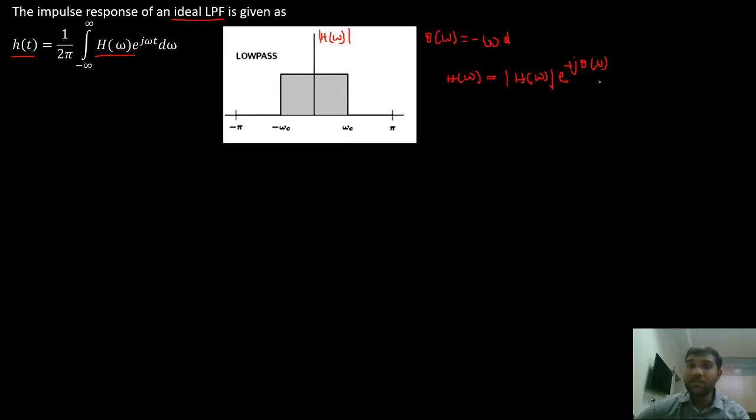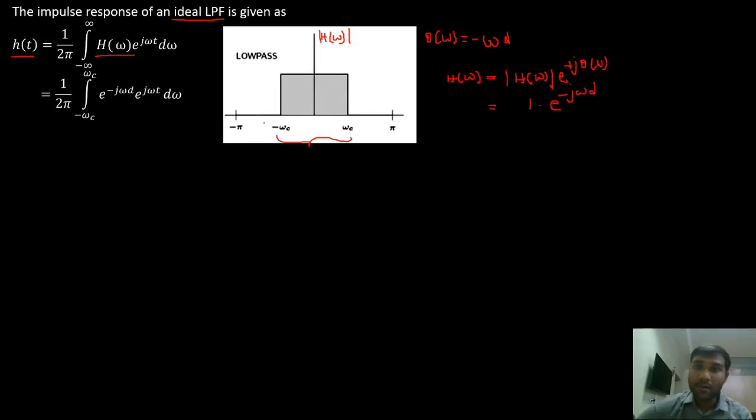This is h of omega in its polar form. So what is mod h of omega? Mod h of omega is 1. I am considering only this frequency range, and outside this frequency range it is 0. So mod h of omega is 1 into e power j theta of omega, where theta of omega is minus omega d.